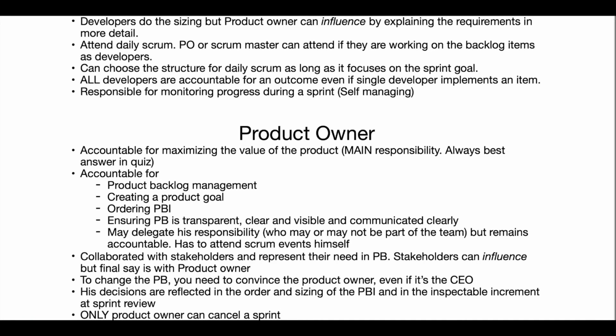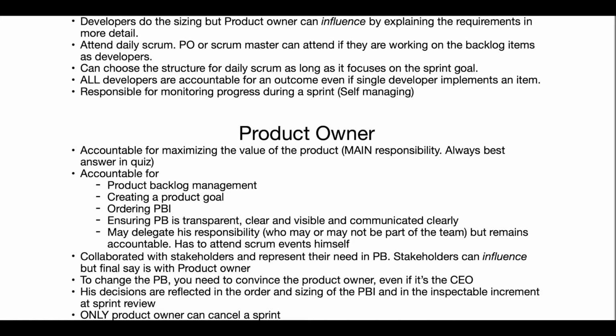Developers do the sizing, but product owner can influence by explaining the requirements in more detail. Developers attend daily Scrum. Product owner or Scrum Master can attend if they are working on the backlog items as developers. The developers can choose the structure for daily Scrum as long as it focuses on the sprint goal. All developers are accountable for an outcome even if single developer implements an item. They are responsible for monitoring progress during a sprint, which means they are self-managing.